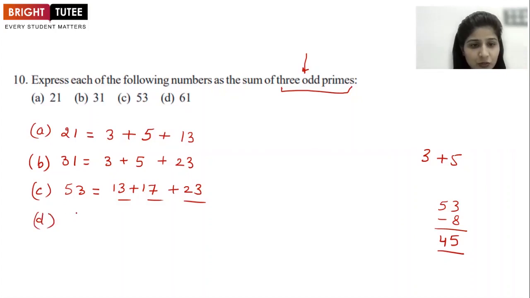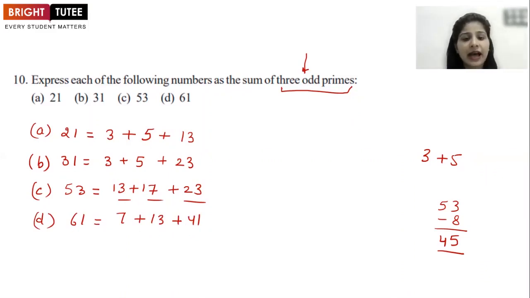The D part is 61, and for 61 you will find 7, 13 and 41, whose sum will be 61. Okay, and these three are odd prime numbers.